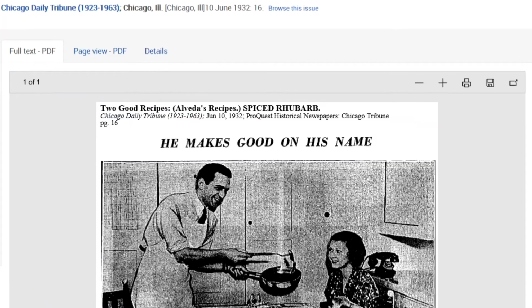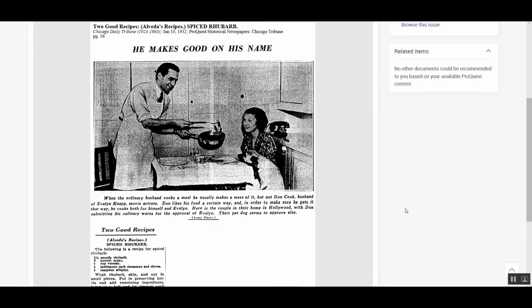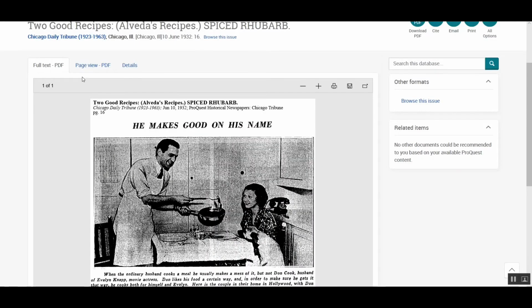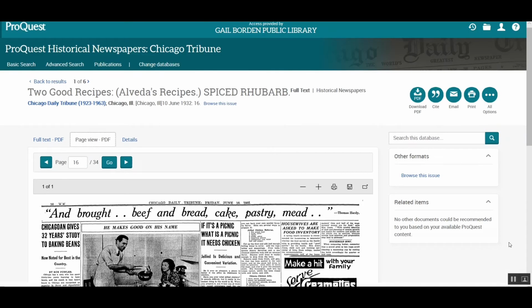And here I've got this great photo of this man cooking, and at that time, of course, that was a little bit different. You know, the expectations weren't that a husband would be cooking, and our expectations for society do change all the time, and here you can see that happening. So it's kind of a nice thing just to be able to get into that. And then I'm going to go ahead and look at that page view again and see what else was going on.